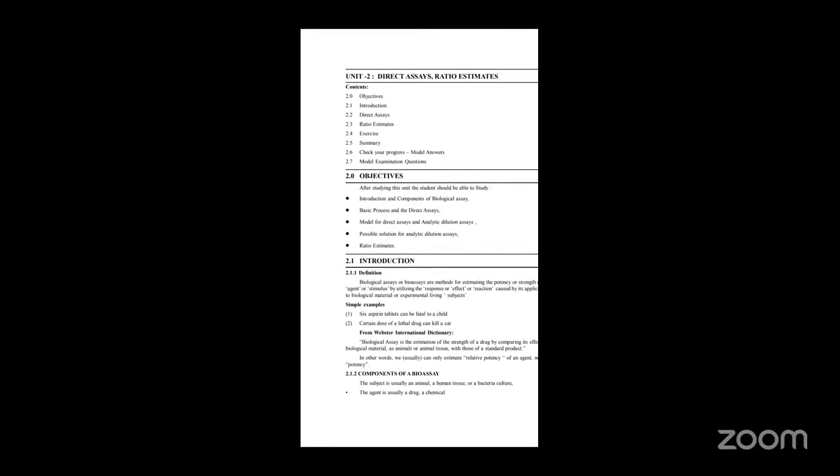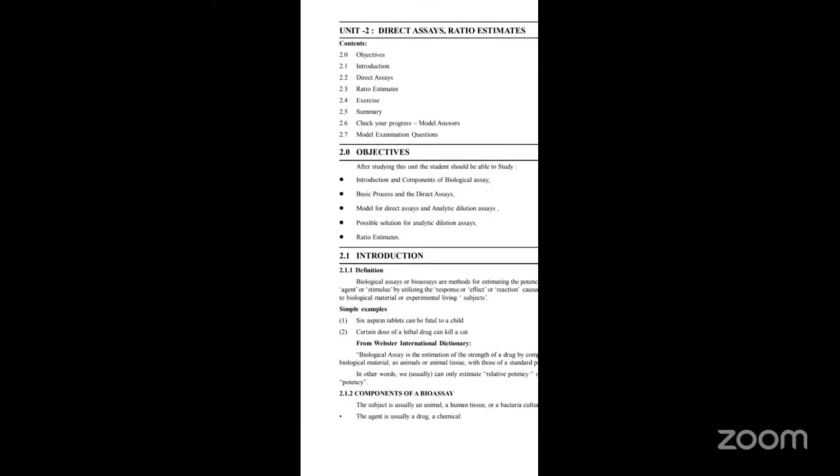So the next unit is direct assay and ratio estimates. Before going to direct assay and ratio estimates, how to calculate ratios is very, very important. And here are examples of these biological assays.